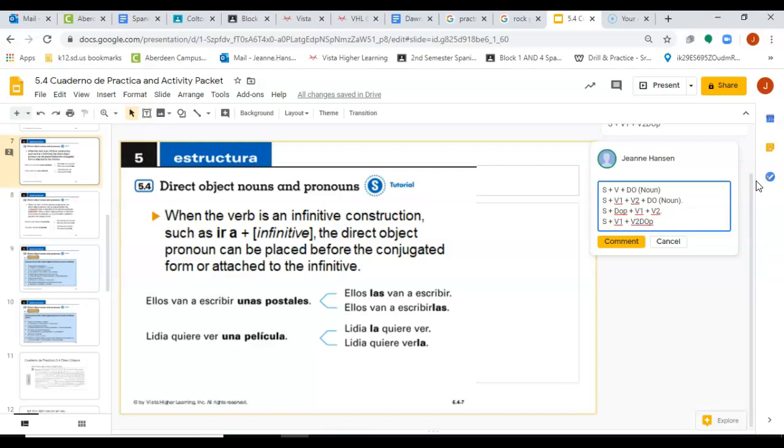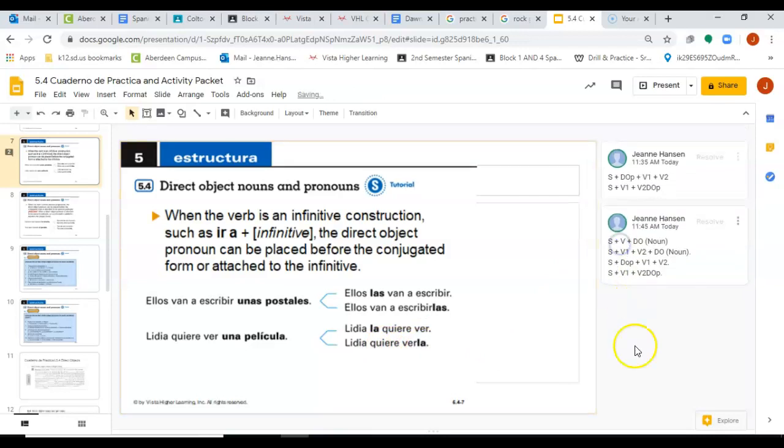So to highlight that, here's the first pattern: subject plus verb 1 plus verb 2, and then there's our direct object pronoun. Or subject, verb 1, verb 2, direct object pronoun attached, okay? Same down here. Subject, verb 1, verb 2, direct object pronoun. Or subject, verb 1, verb 2, direct object pronoun attached. Okay? So I'm going to just put that on there too.